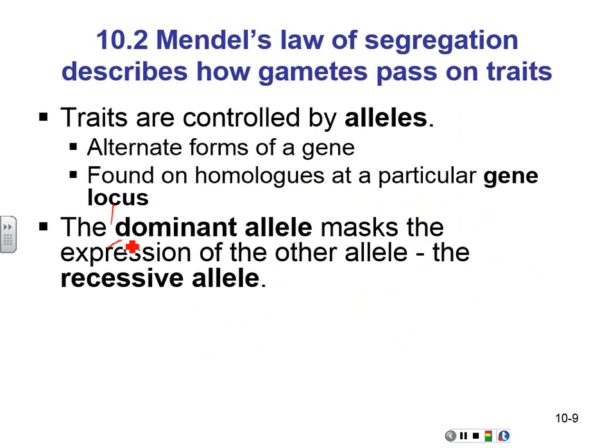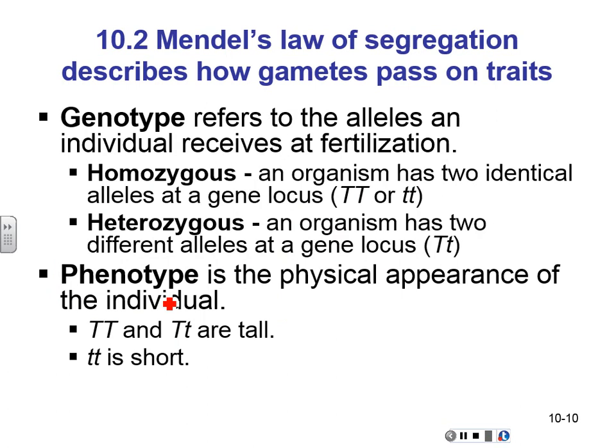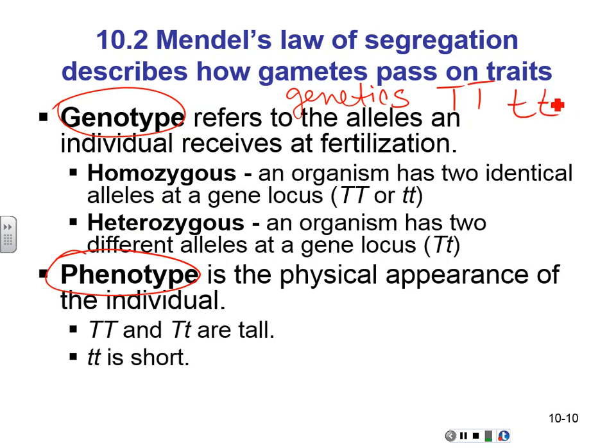So here's back to my dominant and my recessive allele. A dominant allele masks or hides the expression of the other allele, which is recessive. We also have some other words. We can talk about genotype versus phenotype. Genotype refers to the genetics: big T, little t, big T, little t. Phenotype has to do with physical.